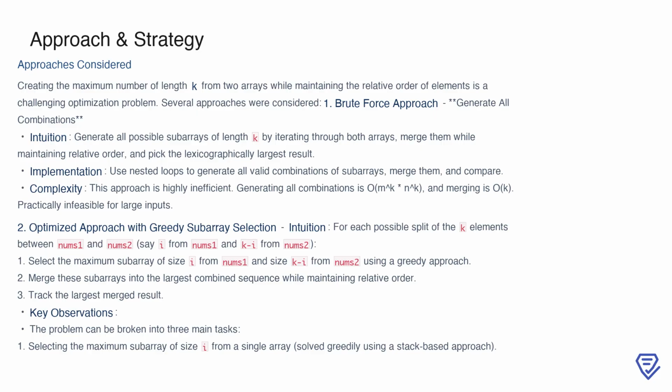Here, the idea is straightforward: generate all possible subarrays of length k from both input arrays, merge them while preserving their relative order, and then select the lexicographically largest result. However, the complexity of this approach is extremely high.